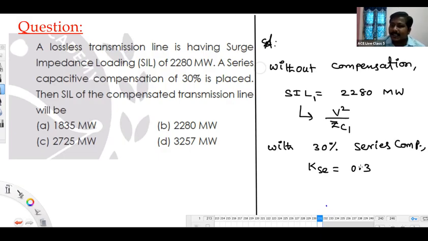Anything mentioned regarding shunt compensation in the problem? No, it didn't mention anything about shunt compensation, so KSH will be 0. Now, according to this, the surge impedance is going to be modified, and according to that surge impedance modification, the SIL value is going to be modified.